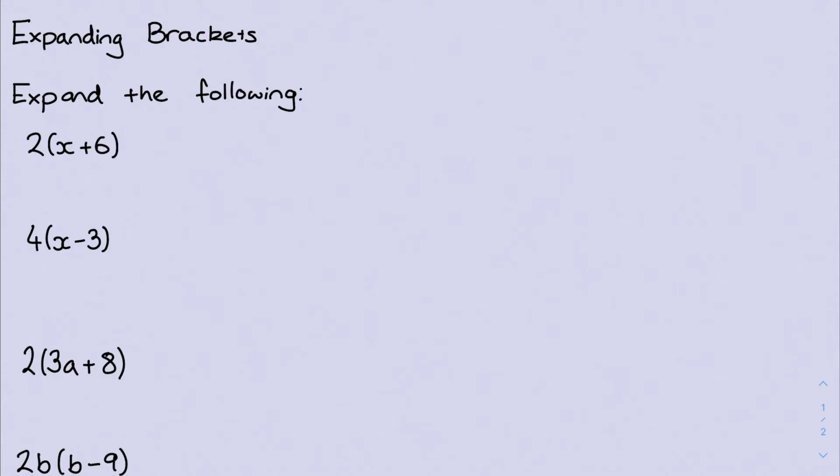Okay, so for our first example we have 2 multiplied by x plus 6. So we'll draw on what I like to call multiplier lines so we know what we're multiplying. So here we're going to do 2 multiplied by x, which will be 2x. And then 2 multiplied by 6, which will be 12. So our final answer would be 2x plus 12.